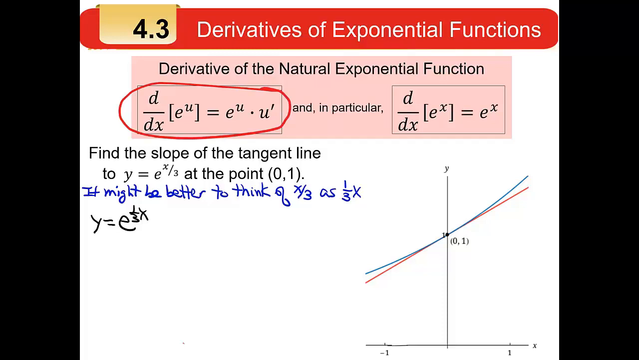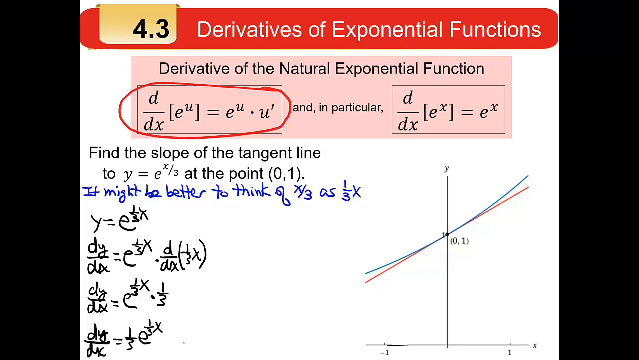The derivative of e to a power is e to the power times the derivative of the power. So I write down e to the power, which in this case is 1/3 x, multiplied by the derivative of the power, or the derivative of 1/3 x. Well, of course, the derivative of 1/3 x is just 1/3. And most of us write the 1/3 first. It just looks more natural. So I would write that the derivative of y with respect to x is 1/3 times e to the 1/3 x.